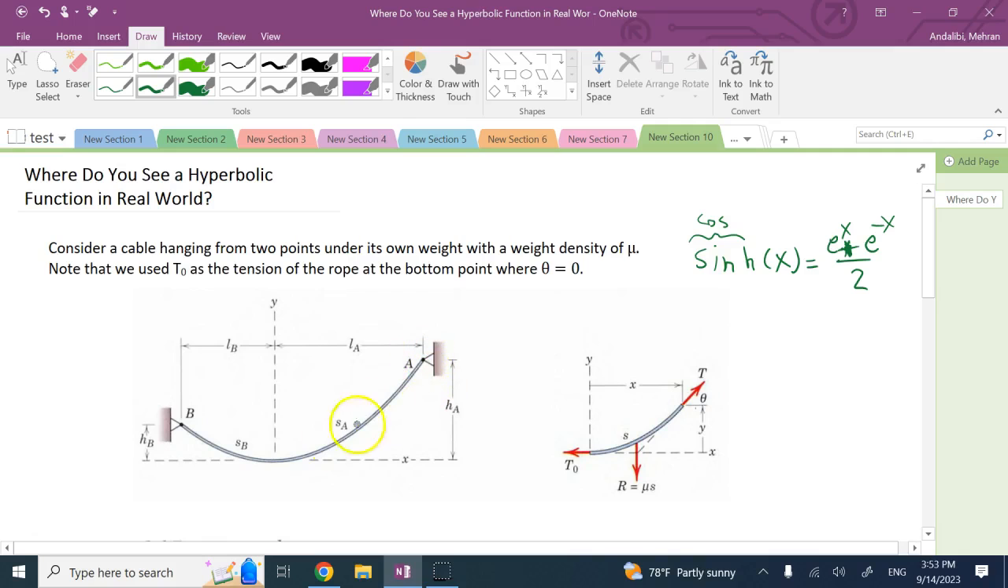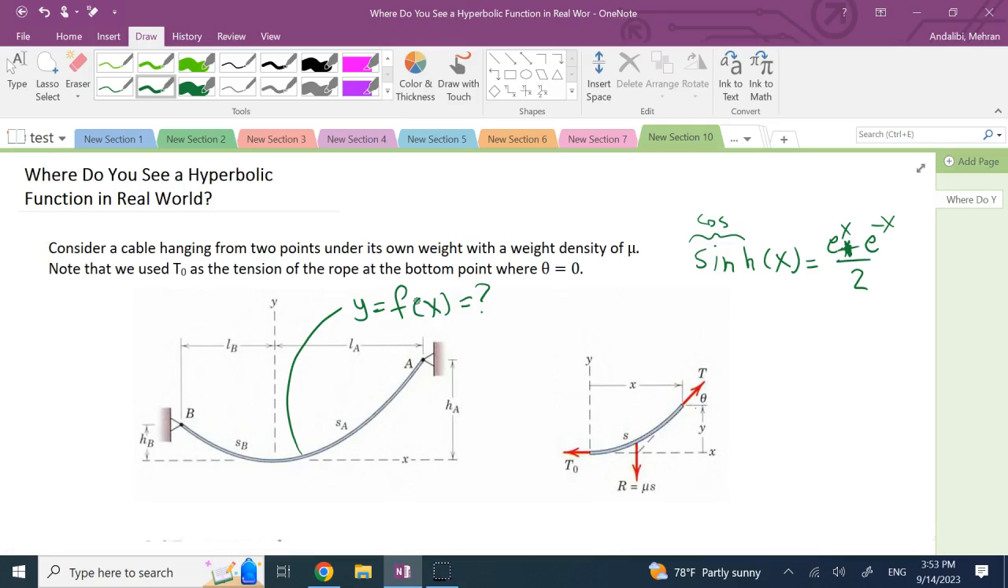So here I have a cable hanging from 2 points by its own weight. So there is no external load on the cable, just its own weight, which is not negligible. And we want to find, if the equation of this curve is y equal f of x, what kind of function is that going to be? Or what is the differential equation governing y versus x? Okay? So let's take a look at that.